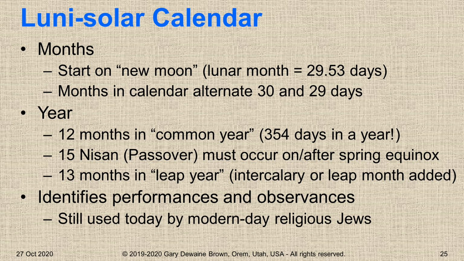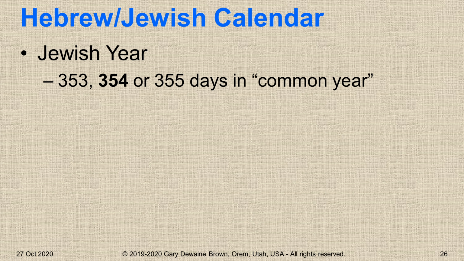Despite the complexities of the Jewish calendar, modern Jews still use it to identify when they must perform and observe the religious events and celebrations dictated by the law of Moses. Complicating the Jewish calendar further, there are 4 rules that can shorten or lengthen the Jewish year by 1 day, resulting in a 353-day or 355-day year respectively. This introduces even more variability into the Jewish year.